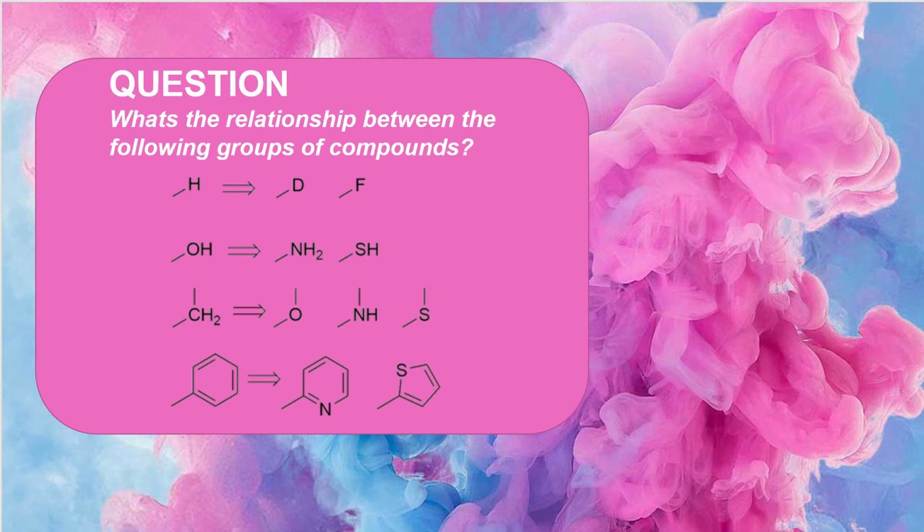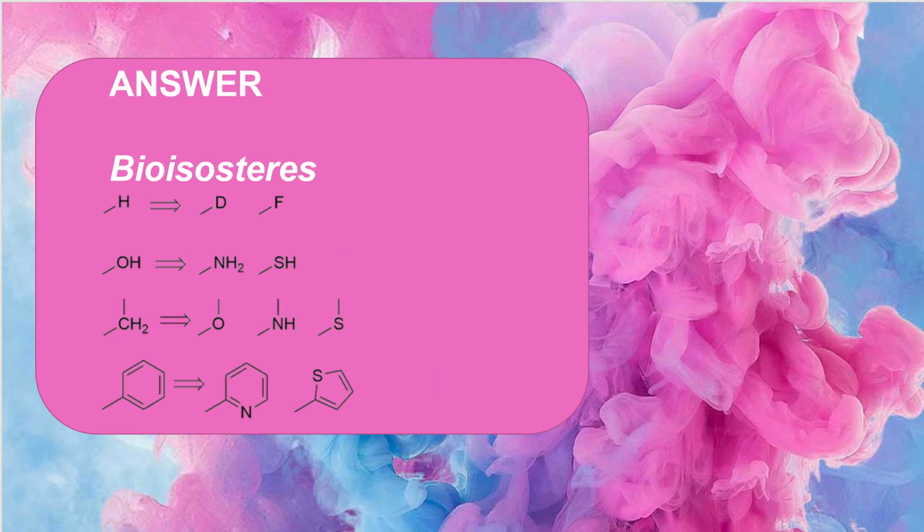All right, so another question is, what's the relationship between the following groups of compounds? That is, what's the relationship between hydrogen and these, hydroxyl and these, methylene and these, benzene and these, or phenyl and these? Well, if you said bioisosteres, then you are indeed correct. All right, so that is the relationship between them.